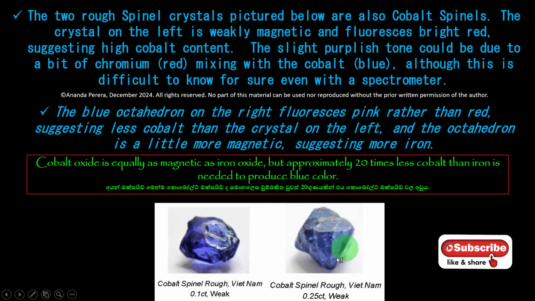And the octahedron is a little more magnetic, suggesting more iron. This is a little more magnetic than this one. That means iron content is high there. Cobalt oxide is equally as magnetic as iron oxide. Remember, cobalt and oxygen gives cobalt oxide, and iron and oxygen gives iron oxide, ferrous-ferric oxide.